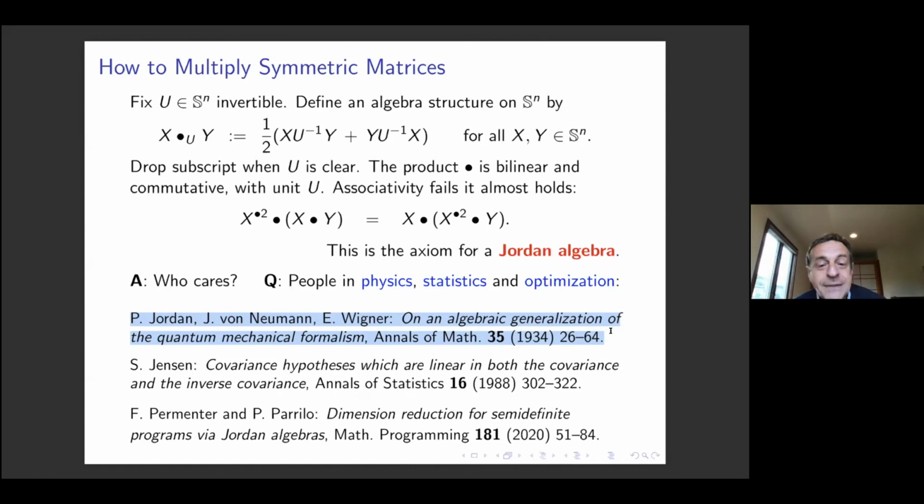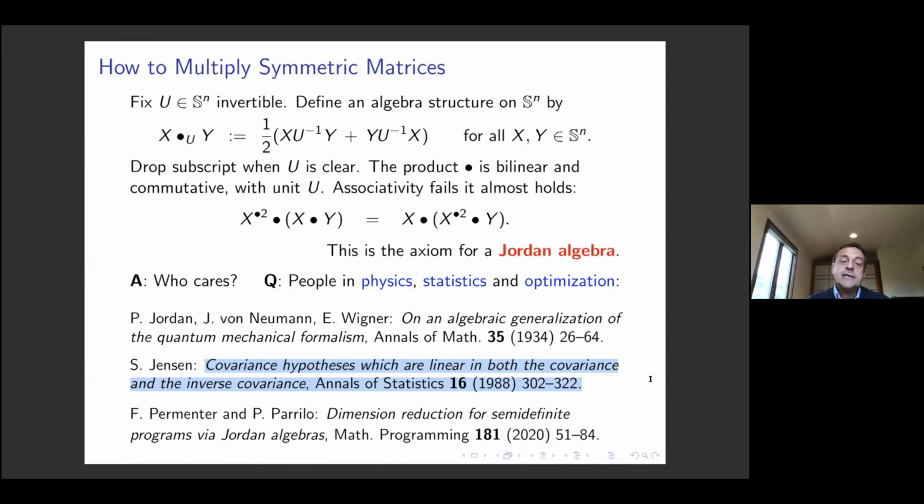Now they popped up in statistics. Here's a reference to the Annals of Statistics from the 80s. There they play a role, as we'll see in a moment, for covariance hypotheses that are linear in both the covariance matrix and the inverse covariance matrix. We mentioned already the inversion on LSSMs. This is very pertinent in statistics, where you have natural constraints both on the covariance matrix and the concentration matrix.